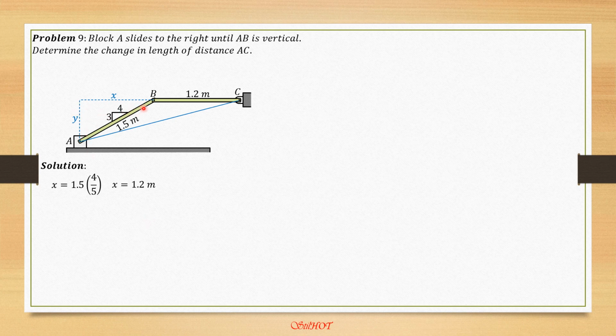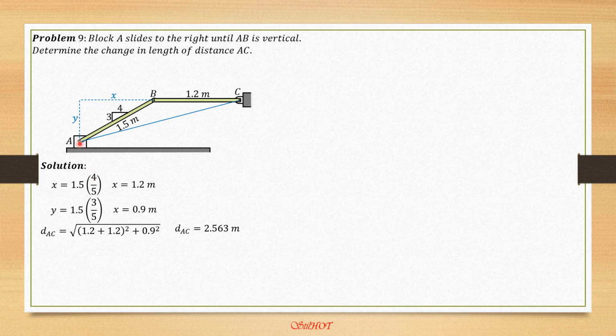Y is hypotenuse times sine of this angle. Sine of this angle is opposite 3 divided by 5. So 1.5 times 3 over 5 is 0.9. Y is 0.9. Therefore, distance AC by Pythagoras theorem is square root of quantity 1.2 plus 1.2 square plus 0.9 square. So distance AC is 2.563 meters.